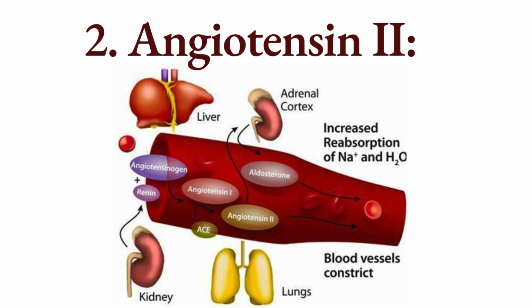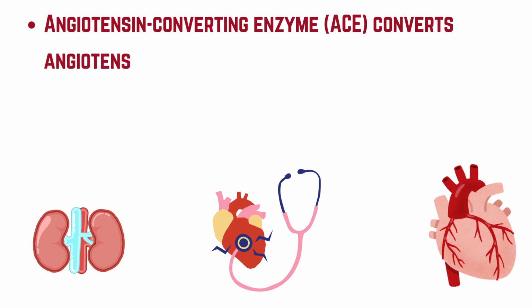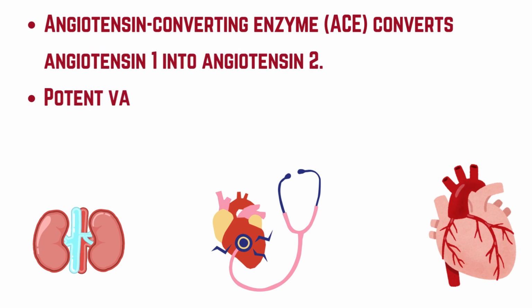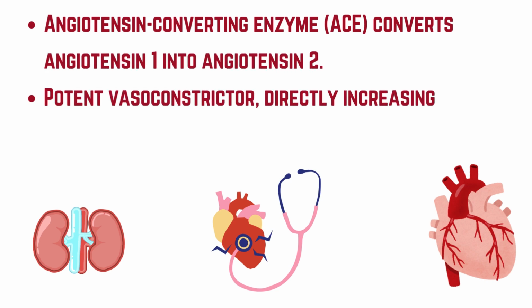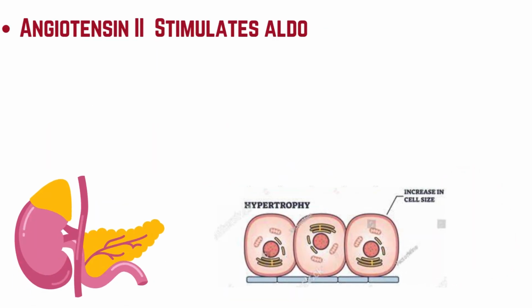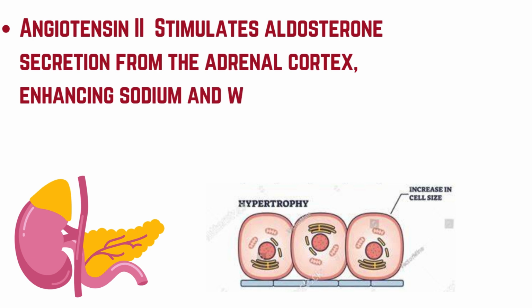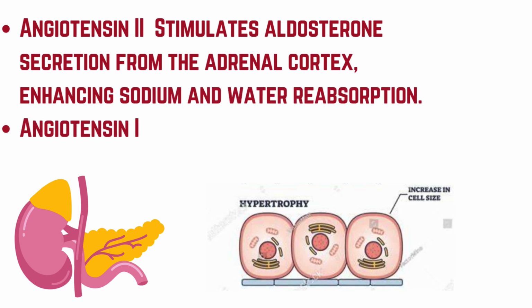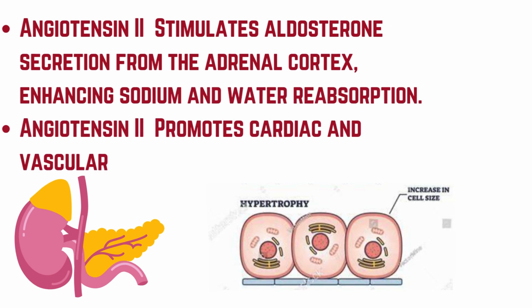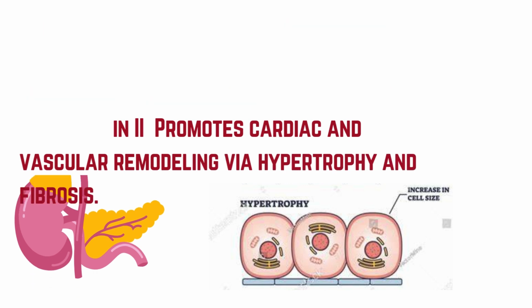2. Angiotensin 2. Angiotensin-converting enzyme, ACE, converts angiotensin 1 into angiotensin 2, a potent vasoconstrictor, directly increasing systemic vascular resistance. Angiotensin 2 stimulates aldosterone secretion from the adrenal cortex, enhancing sodium and water reabsorption. Angiotensin II promotes cardiac and vascular remodeling via hypertrophy and fibrosis.